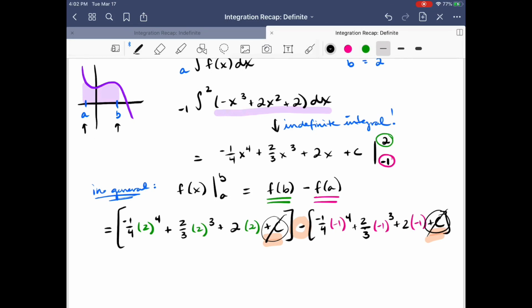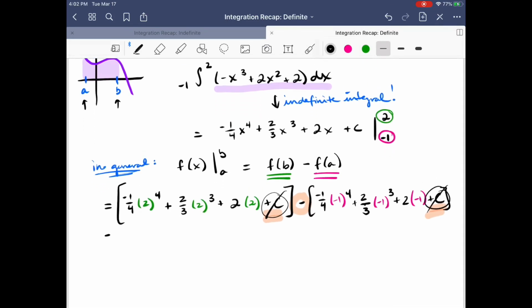So those are out of the picture, which means I just have a bunch of numbers left over. So let's go ahead and do a little bit of solving for what those numbers are. So first things first, -1/4 times 2 to the 4th. 2 times 2 is 4, times 2 is 8, times 2 is 16, plus 2/3. 2 cubed is 8, plus 4.